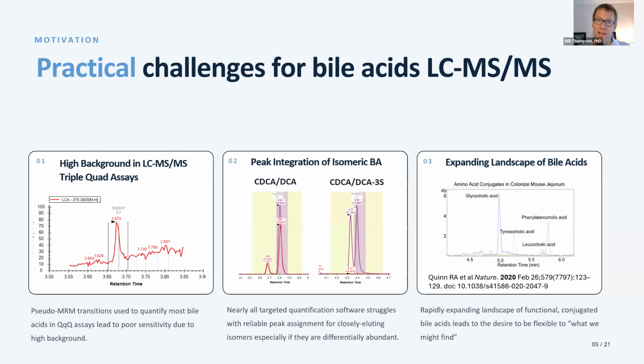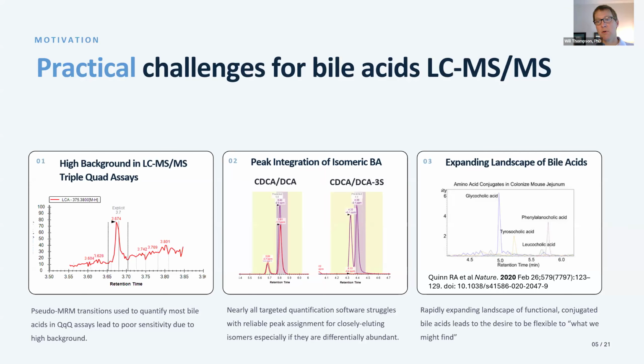However, for those of you who have analyzed bile acids, there are a lot of practical challenges for analyzing bile acids by tandem mass spectrometry. First, you have high background in LC-HRMS or triple quad assays for pseudo MRM. So you get a lot of data which looks like this figure on the left here for LCA, where it's difficult to sometimes find a peak. And if you do, you spend a lot of time manually integrating that peak.